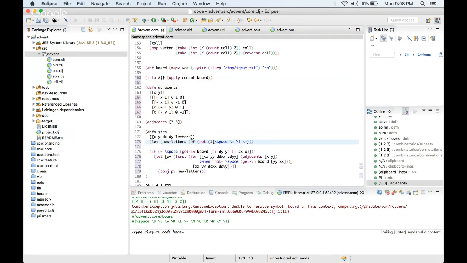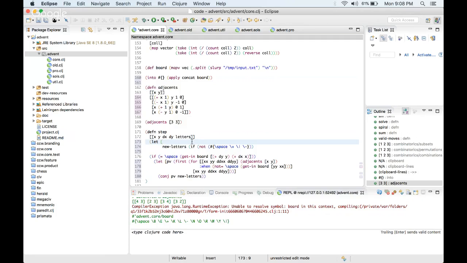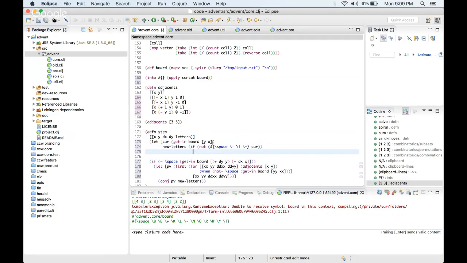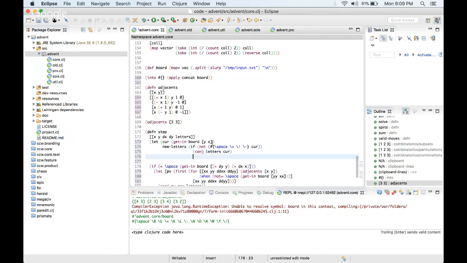Okay, so we're going to let current be this thing here. So get in of just the actual current position. Okay, and then if it is not one of these, then new letters is, okay, add this in. Otherwise, it's just letters as before.